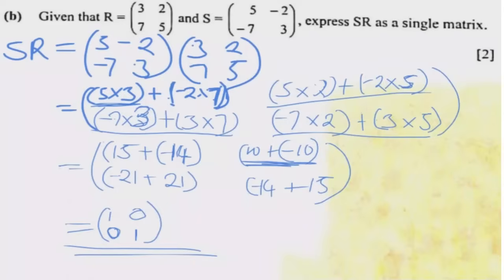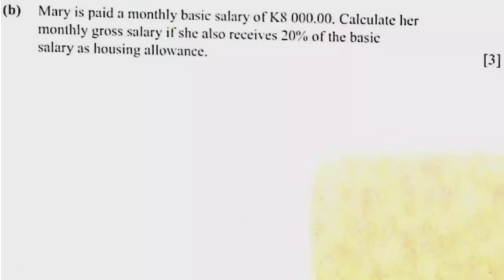If you have questions, you can ask in the comment section, but basically this is how we go about it. Let's go to the next question. We come to question 4b, which is as follows. Mary is paid a monthly basic salary of 8,000 kwacha. Calculate her monthly gross if she also receives 20% of the basic salary as housing allowance.